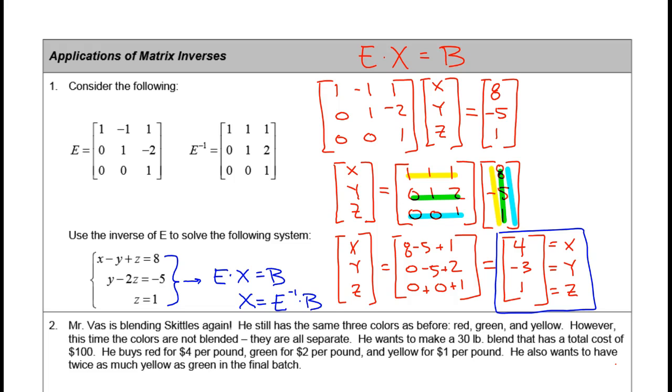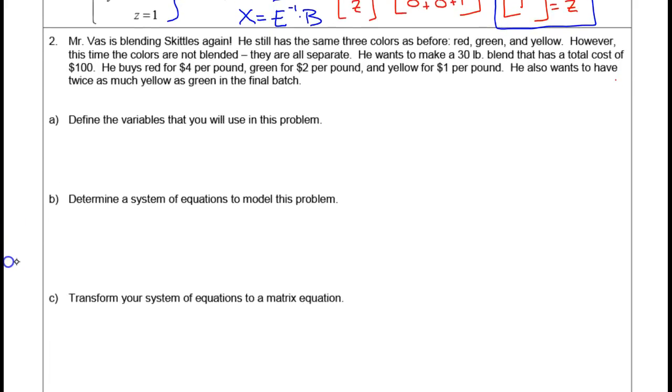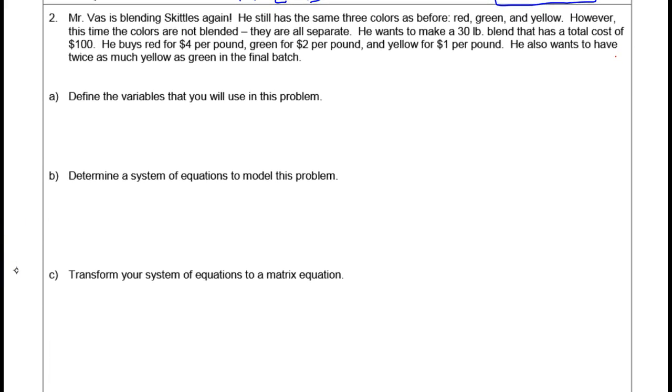Okay, let's move on. Let's look at example 2 for applications of matrix inverses. And this one sounds like Mr. Vass is blending Skittles again. I know Mr. Vass pretty well, and to be honest with you, he's not even a big fan of Skittles. He was just trying to pick a candy that's got different colors. This is a made-up problem. It happens to be very similar to one of the applications in WebAssign, so you might want to pay close attention to this example before you get into the section 8.4 WebAssign.